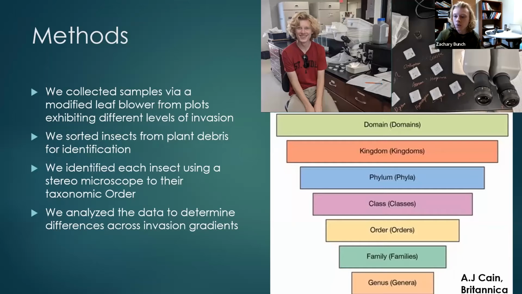For clarity, when I say order, I'm referring to what is known as a taxonomic order. I placed a graphic on the lower right-hand side that may be familiar to some of you. A taxonomic order is broader than a family, but more specific than a class. The order data we collected was then analyzed to determine the differences of abundances across different levels of invasion.